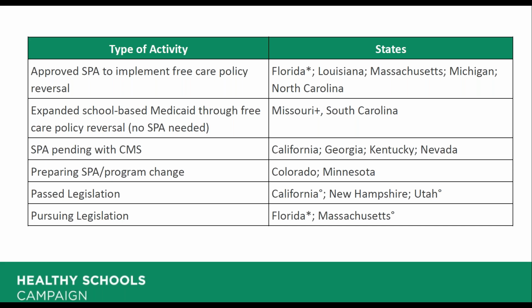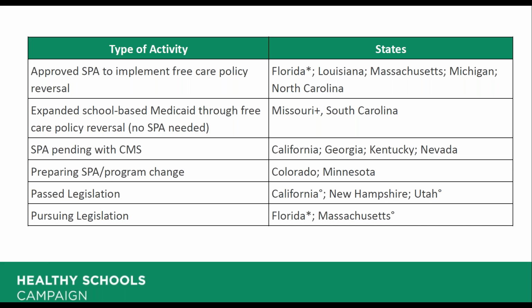And then there are a handful of states that have state plan amendments pending with CMS, and we're keeping our fingers crossed that those will get approved soon and that those 4 states will be added to the approved category. And then there are a number of states, and I'm sure there are states on here that we're not aware of. So please, if you know there's activity around this in your state and you don't see your state listed up here, we would love to hear from you. But there are a number of states, including Colorado and Minnesota, that are actively moving forward with preparing their state plan amendments to make this change.